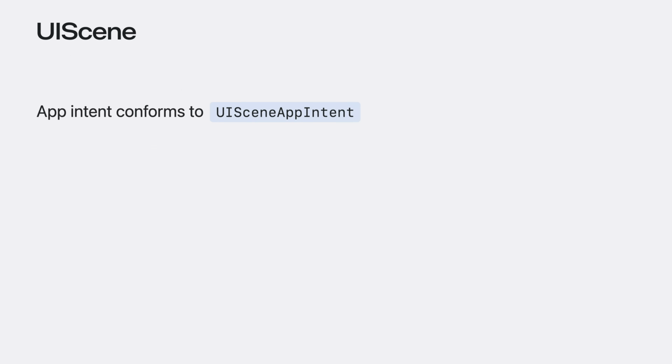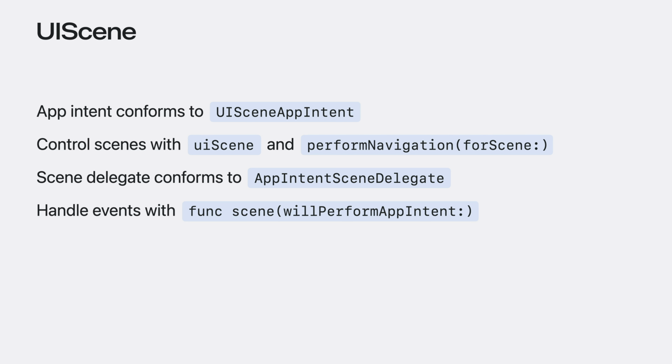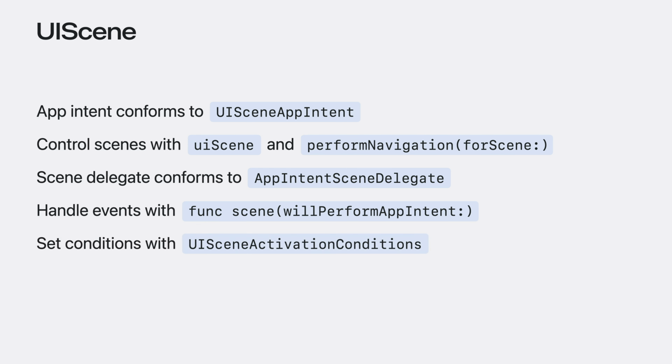For UIKit, you can conform intents to the UI scene app intent protocol, which gives them the ability to access UI scenes with these members. Or your scene delegate can respond to an intent execution after conforming to app intent scene delegate. Finally, you can also use activation conditions to decide which scene will handle an app intent.